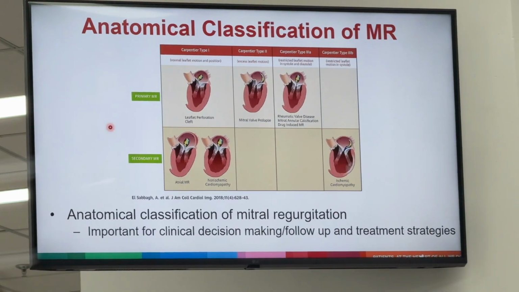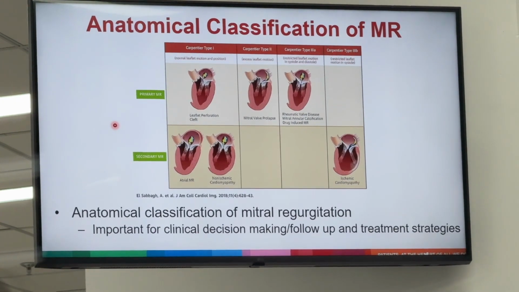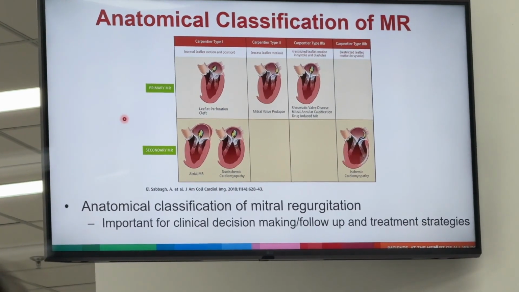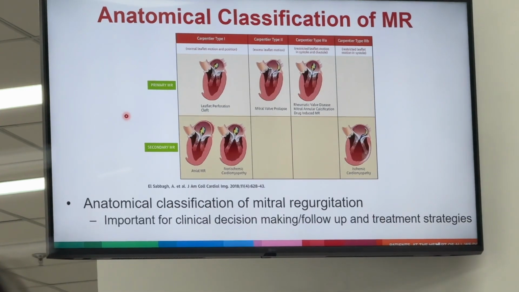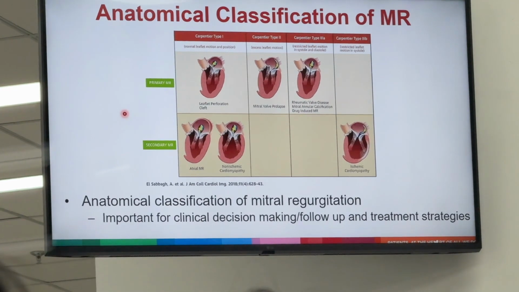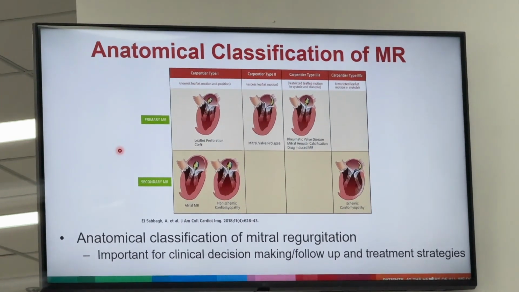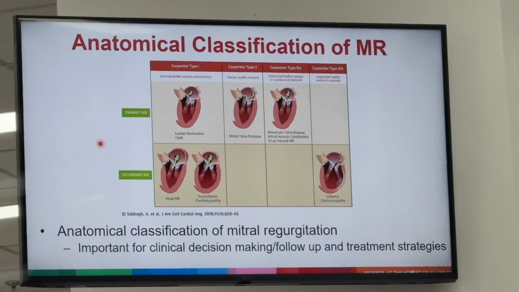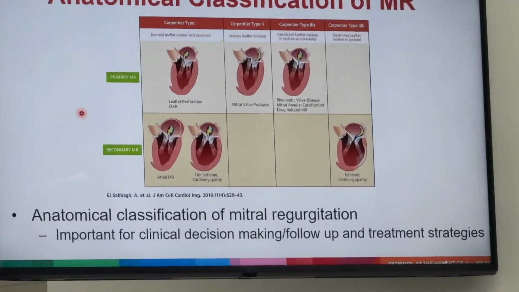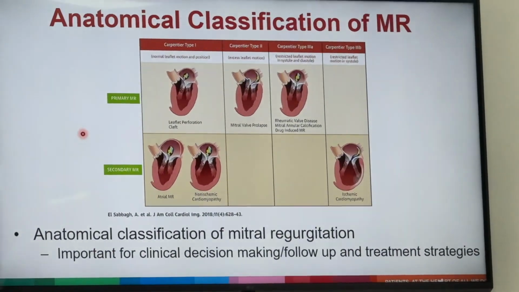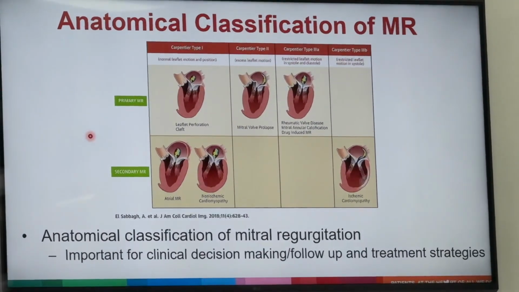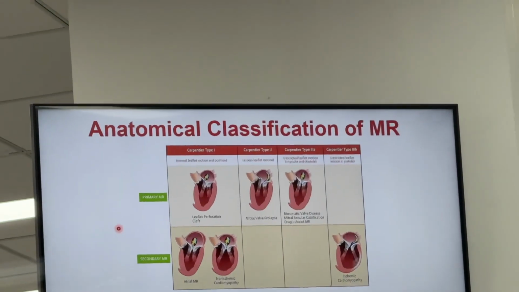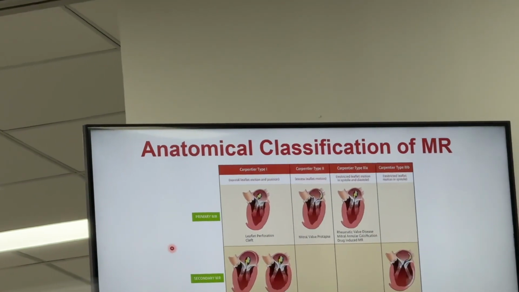So one example is leaflet perforations or cleft, and this is probably the most common in the pediatric patient. And also in some secondary MR where the leaflet motion is actually normal, but there is a disruption in the three-dimensional morphology of the mitral annulus resulting in mitral regurgitation. Type 2 is when there is an excess in leaflet motion, for example in mitral valve prolapse. And type 3 when there is a restriction in motion of the mitral valve leaflet.